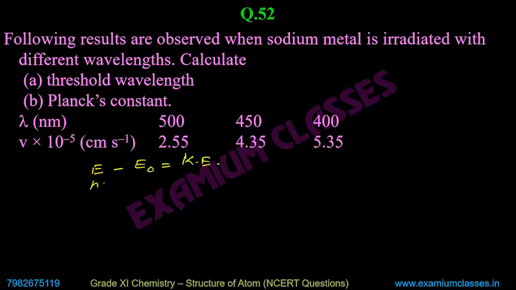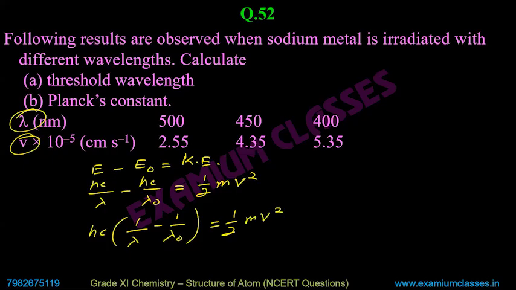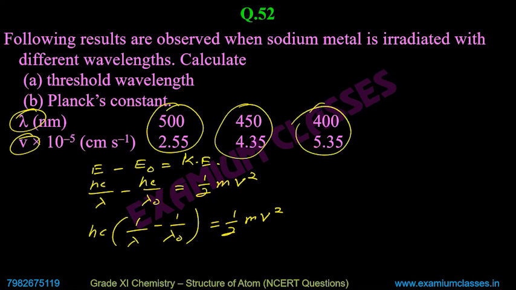That is, if I write hc by lambda minus hc by lambda naught, it is half mv square. I need to make use of both lambda and I don't know lambda naught. Lambda is given, v is given. hc is constant, so take hc out. hc common, 1 by lambda minus 1 by lambda naught equals half mv square. We will use this to form three equations. We can form three equations using these.